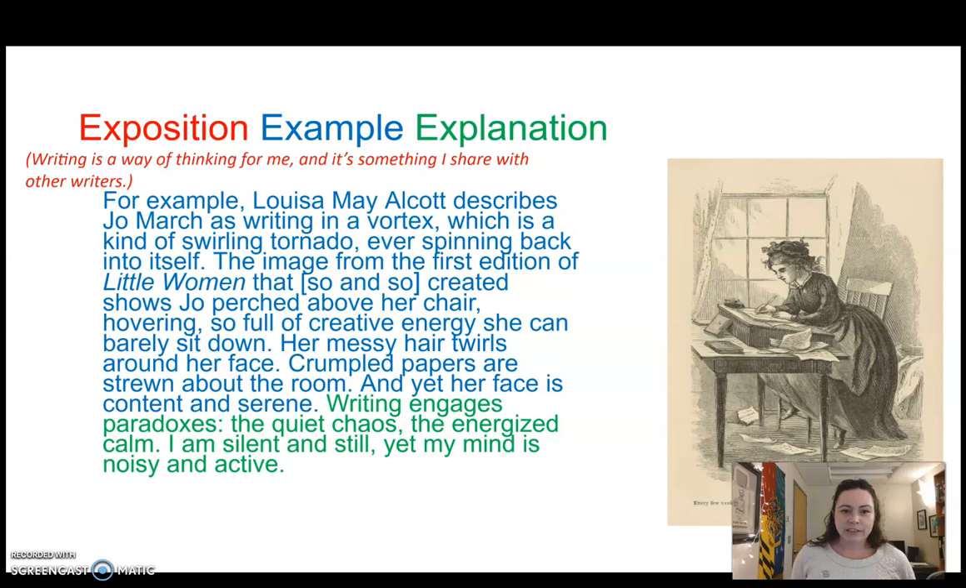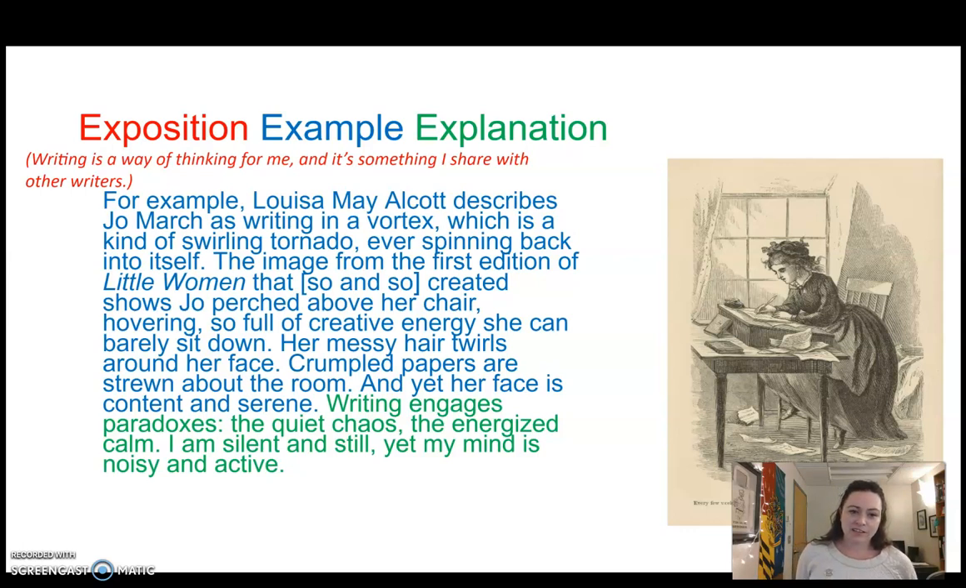The image from the first edition of Little Women that so-and-so, this is a rough draft, created, shows Jo perched above her chair, hovering, so full of creative energy she can barely sit down. Her messy hair twirls around her face. Crumpled papers are strewn about the room, and yet her face is content and serene. So that's my description of that image that's operating as an example. And then I get into explaining that example and what it means.